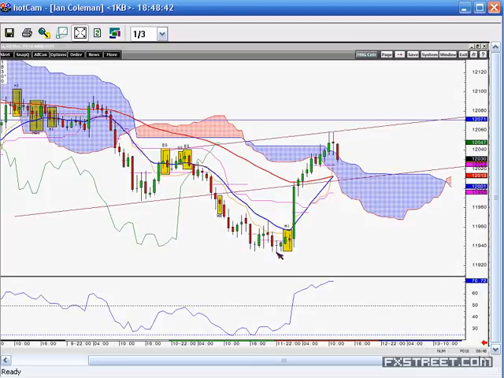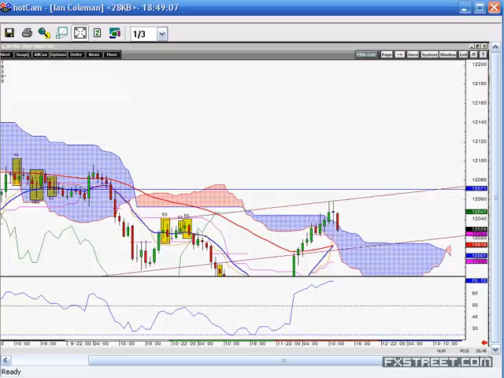Shall I do the calculation? You take the bottom of the head to the neckline, which is 120, 120.50, 119.20. Okay, so that is 130 points, is it? Ish. Okay, and then we want to take 130 pips from the break line. So we're looking up here, 121.90.